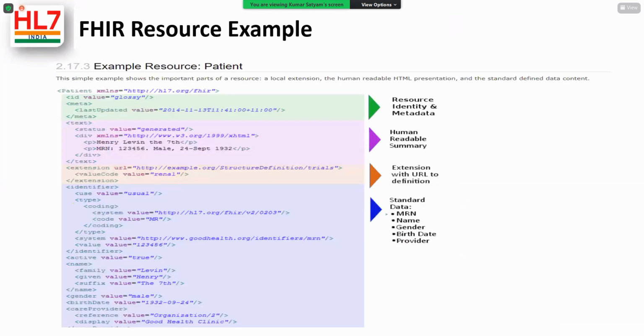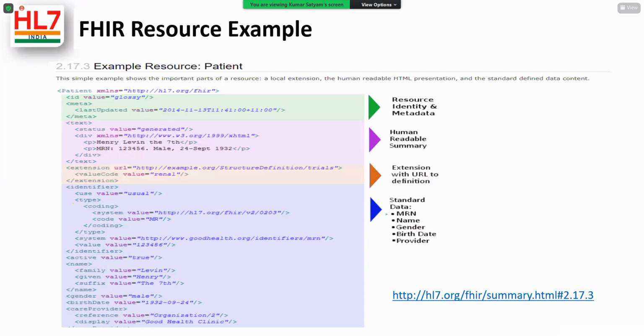Here is an example of a patient resource. This is how a patient resource looks in FHIR, and you can go to the URL and see for yourself while we discuss it here. Resources have first the resource identity and the metadata. That means, what is this resource? What is the unique identifier or identity for that resource? And metadata will be when the resource was created, who created it, all those things go into the metadata.